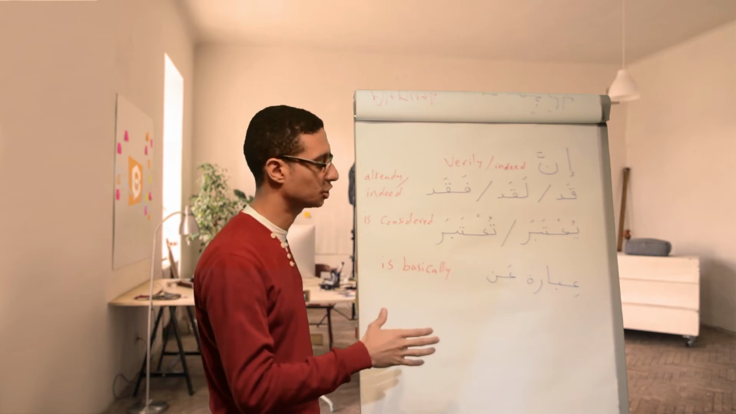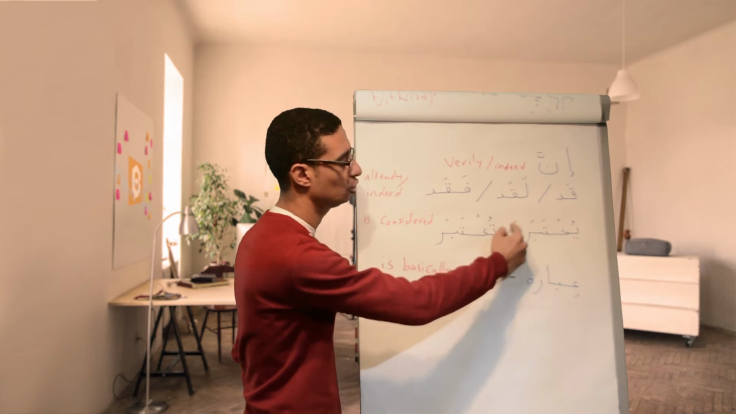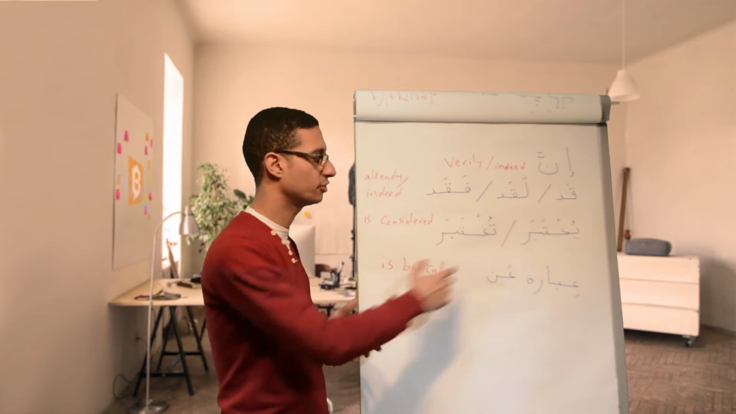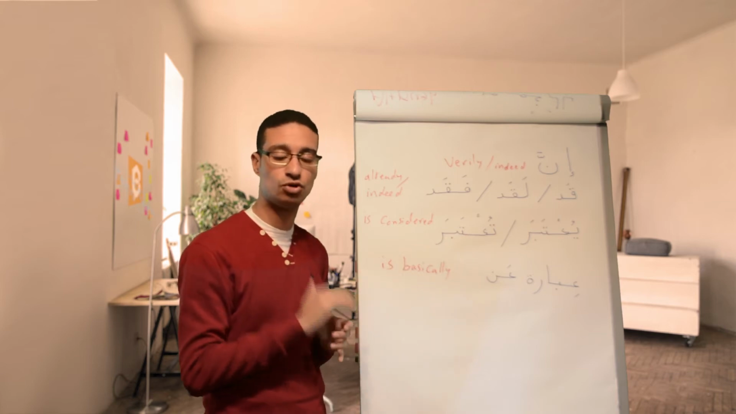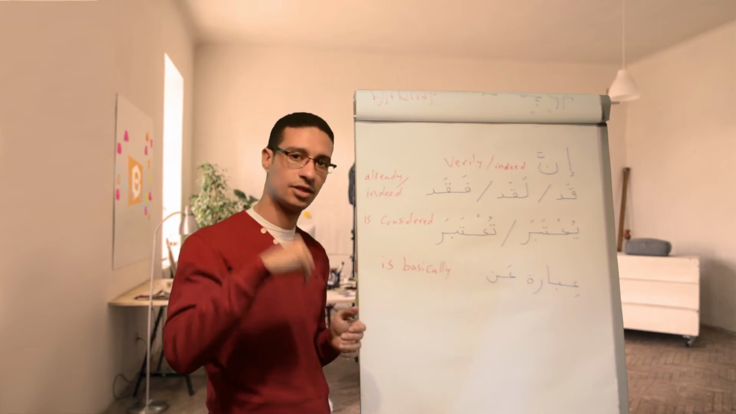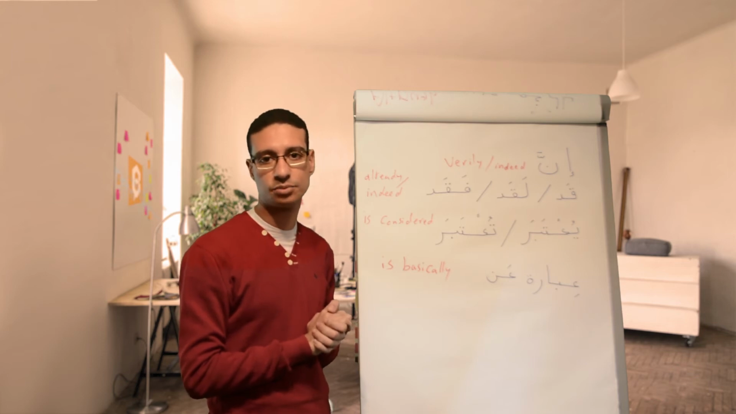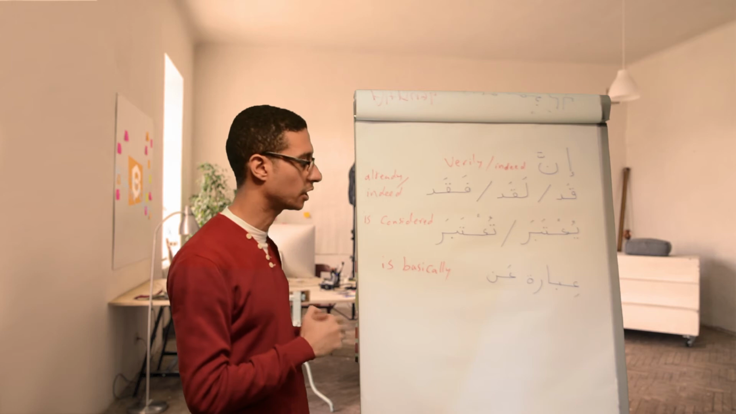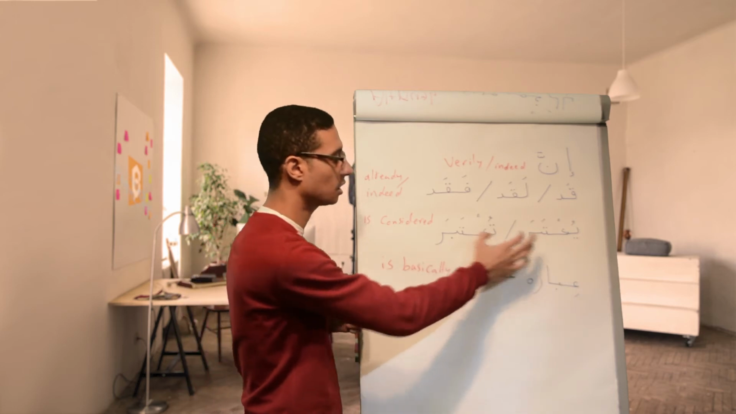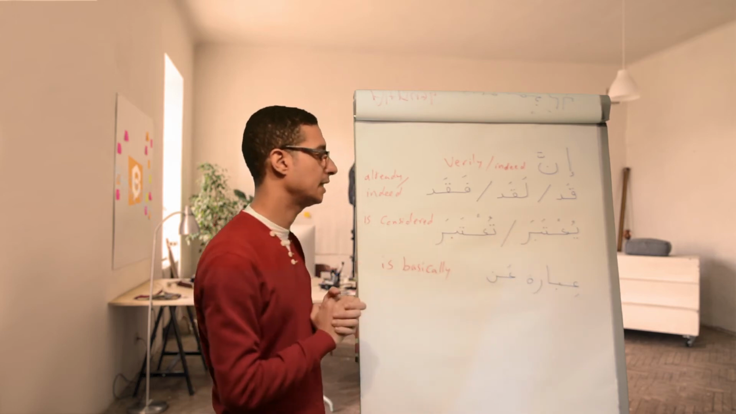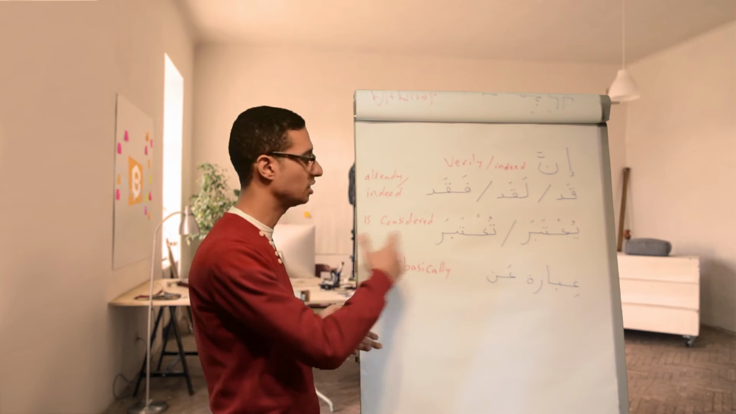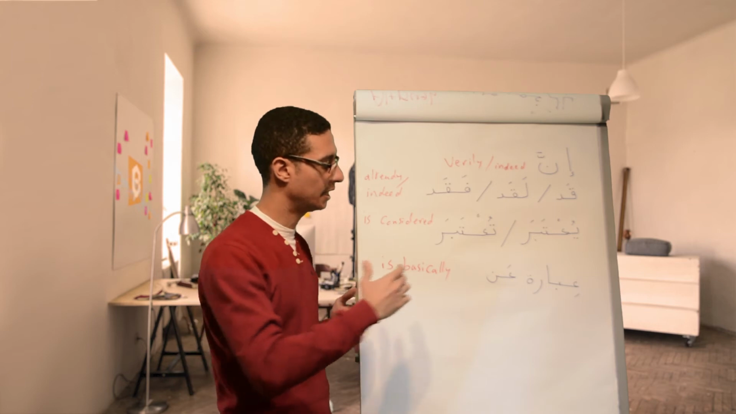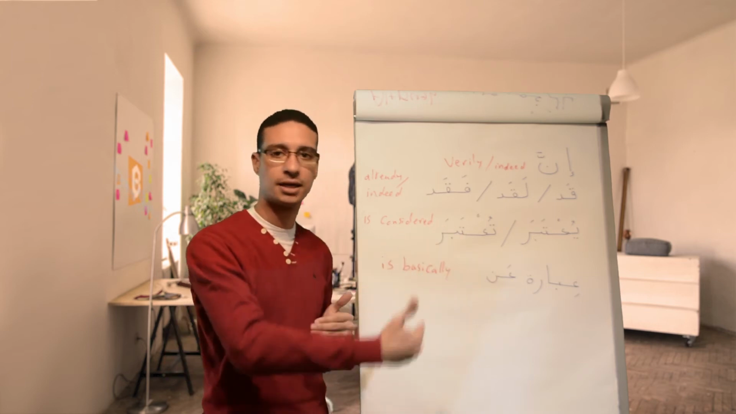The third expression is يعتبر أو تعتبر. It's a verb in the passive voice. If you don't remember the passive voice, there's a link in the description for our video talking about the passive voice in Standard Arabic. So يعتبر أو تعتبر, to be considered. In Arabic, in general, we use is considered more than English.